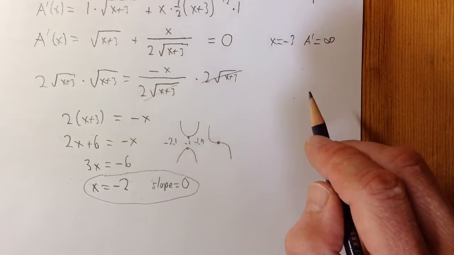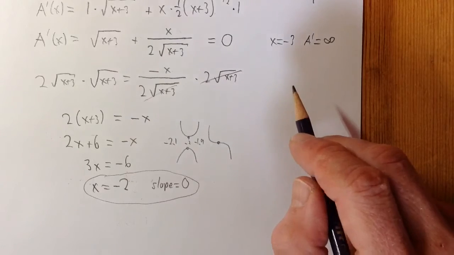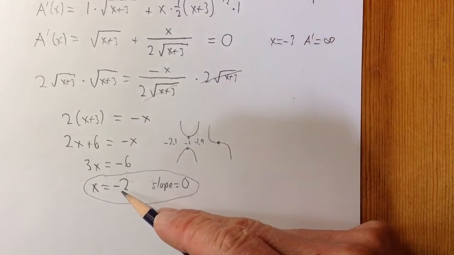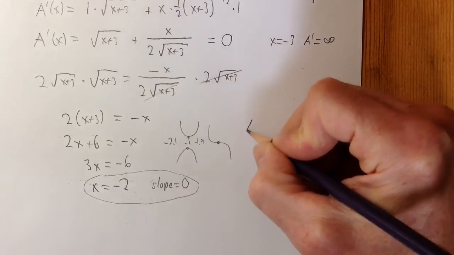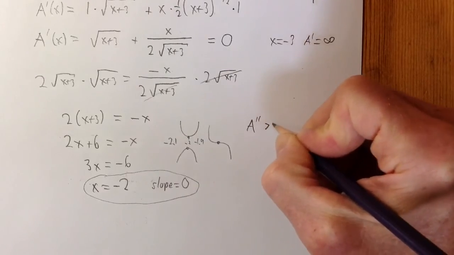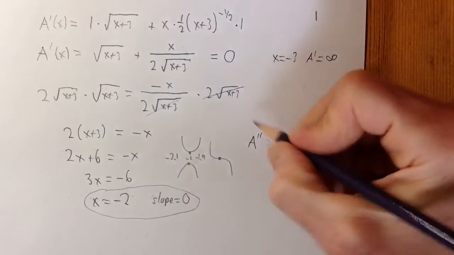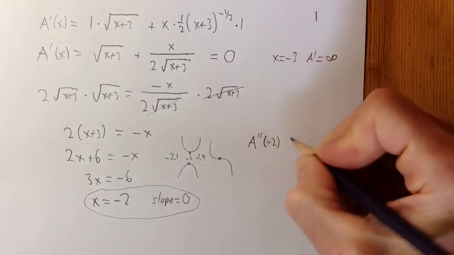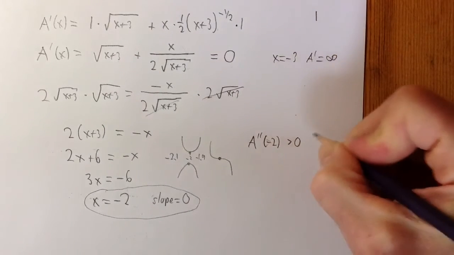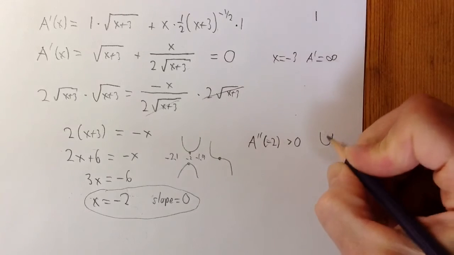Or we can take the second derivative and see what the second derivative is at negative 2. If the second derivative, f double prime at negative 2, is greater than 0, we take the second derivative, plug in negative 2. If it's greater than 0, then it's a minimum, which always seems kind of weird.